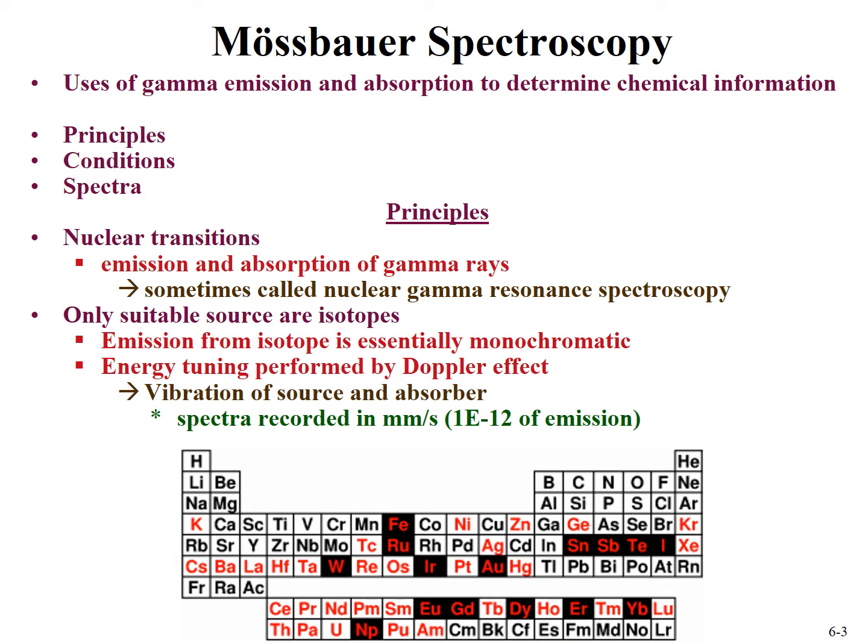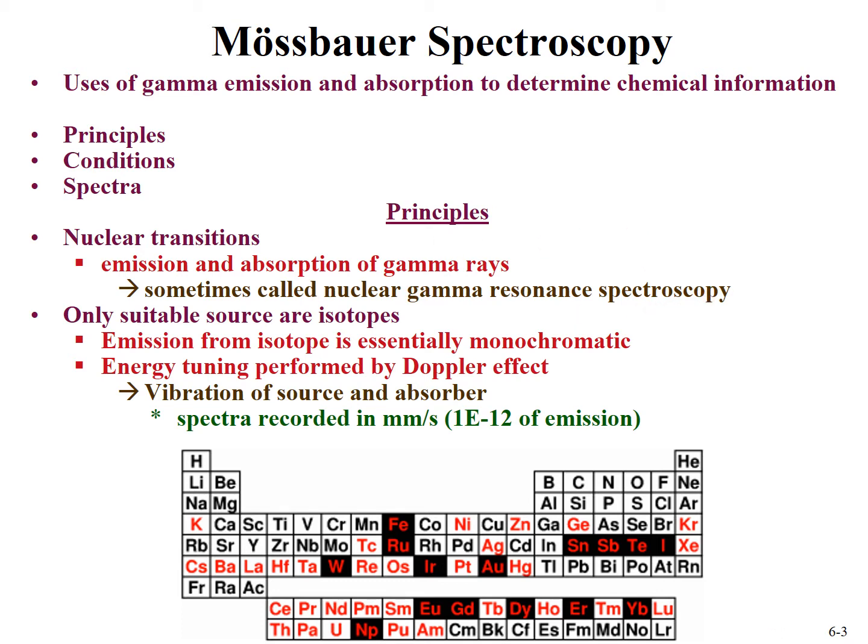The basic principles of Moessbauer spectroscopy involve nuclear transitions. We have emission and absorption of photons. So it can be analogous to UV spectroscopy, where solutions can absorb photons that give us information about the chemistry of those solutions. Sometimes because of this emission and absorption of gamma rays, this is called nuclear gamma resonance spectroscopy.